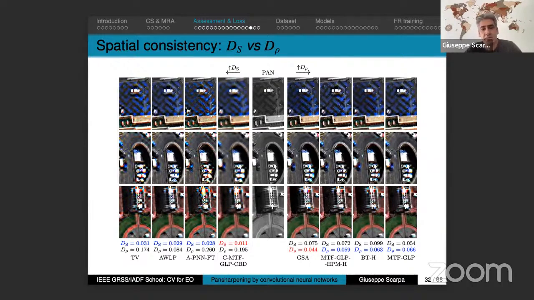In this case, it seems that the D-RHO provides indications that are more consistent with the visual perception. On the other hand, one may also argue that the solutions that minimize the D-RHO are over-correlated to the pan, and some spatial patterns or textures are overemphasized. Of course, we have discussed this single result, but it helps to understand how difficult the assessment of the spatial quality is, whereas the assessment of the spectral quality can actually be considered substantially well addressed by Khan's index, which provides satisfying indications.